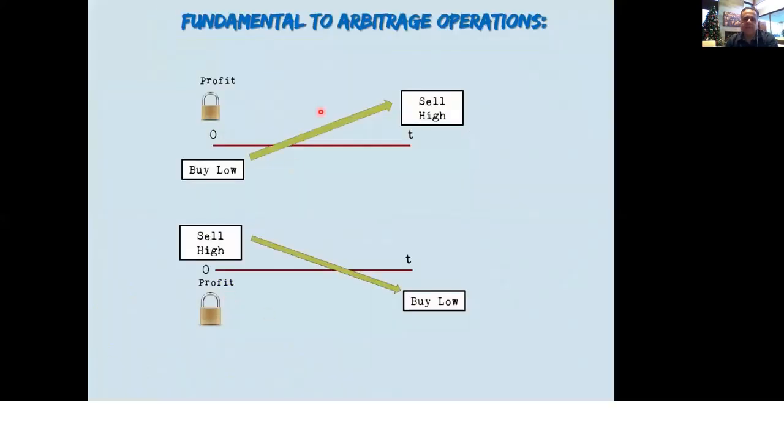So basically the fundamentals to arbitrage is either buying low and selling high, or the opposite, selling high and eventually buying low. So in either case, you will lock in the profit on day 0 because you are watching something in the market that is not normal. It shouldn't be there, the same way that it shouldn't be money on the street, but even though that shouldn't be the case, once in a while it happens, and if it happens, someone will pick it up.